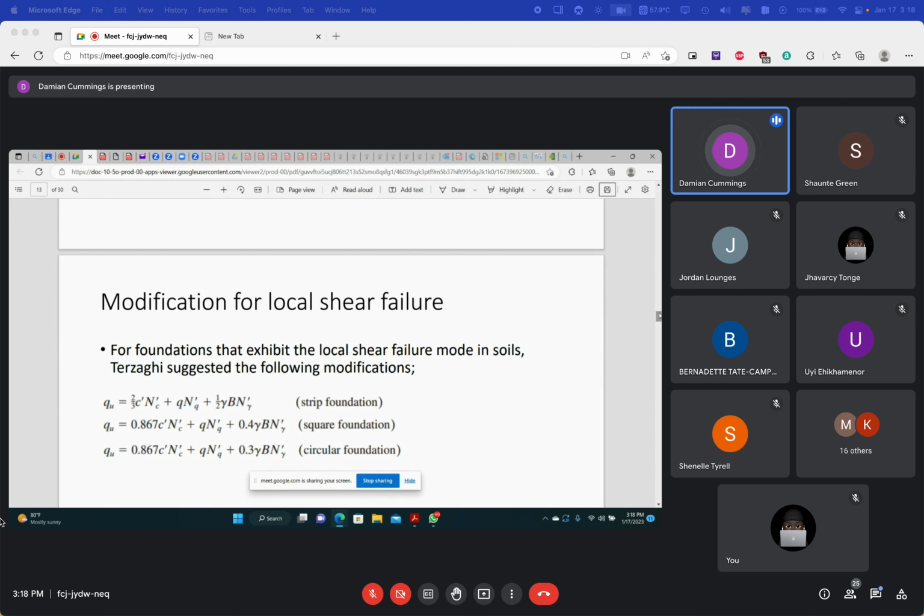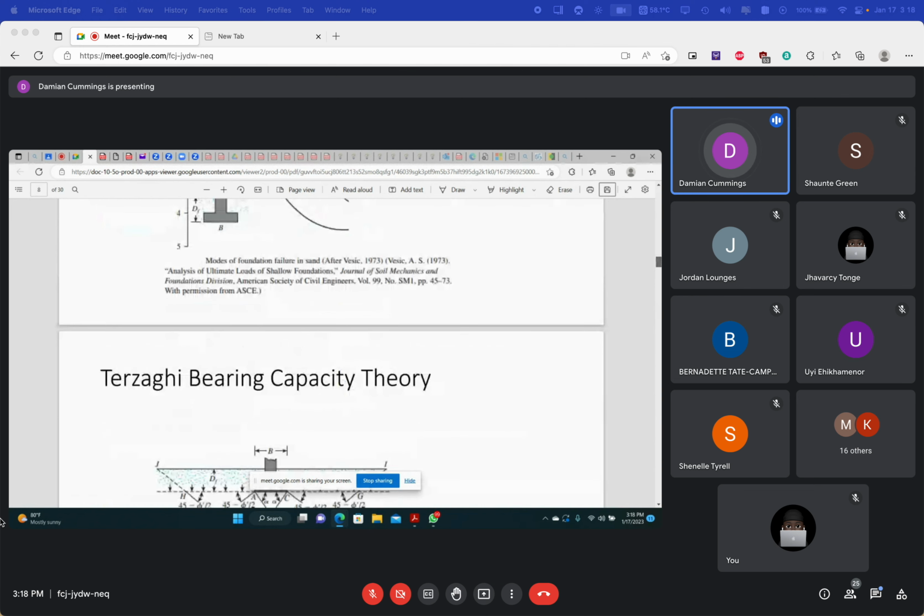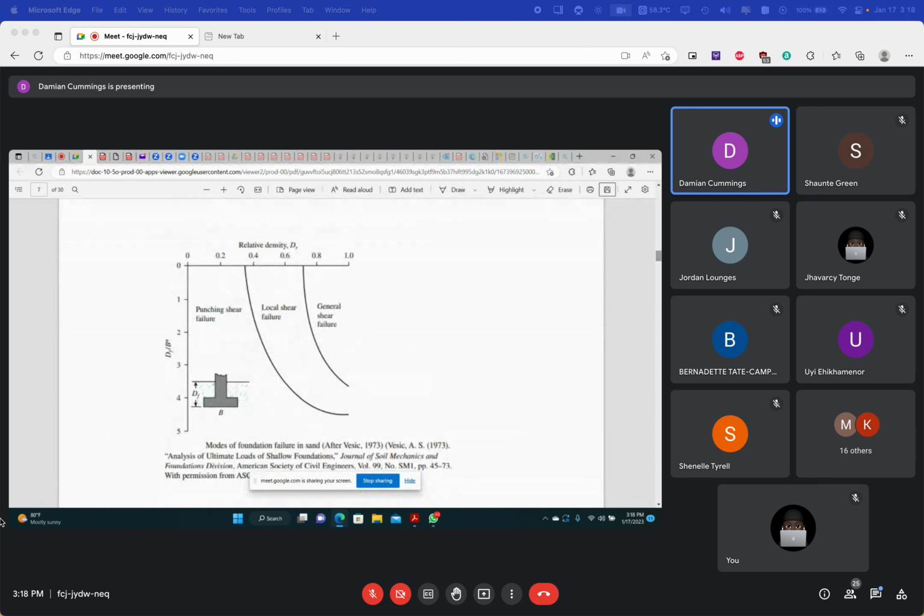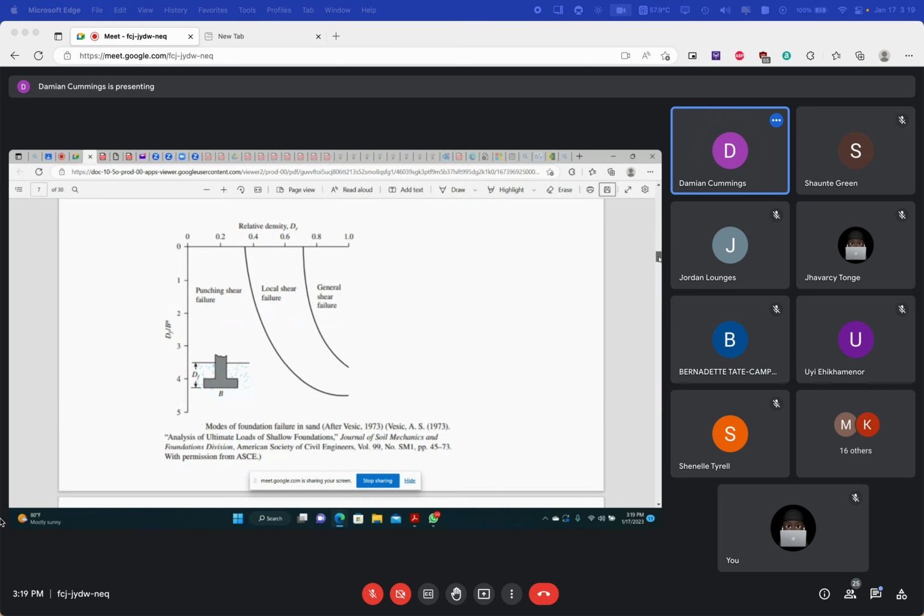Let me go back to the graph, just in case somebody missed it. So if you know the relative density of your soil, say it was 0.5, for the relative density of the soil, you know that you are somewhere within the local shear failure zone, and you'd really want to use that for the modified form of the bearing capacity equation.